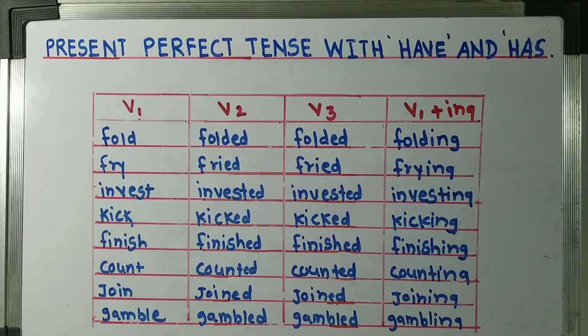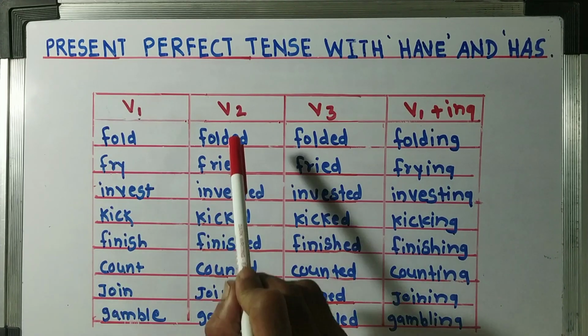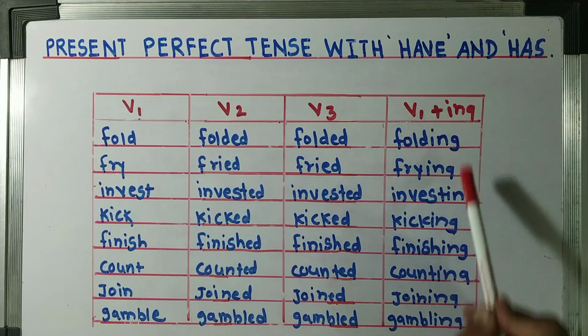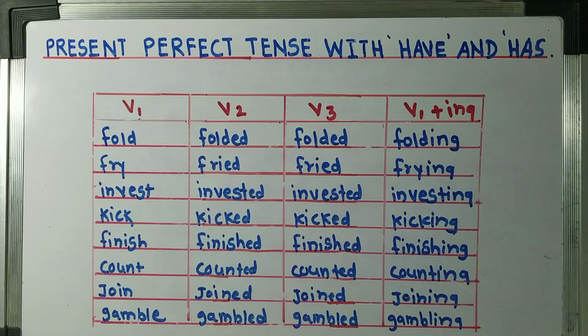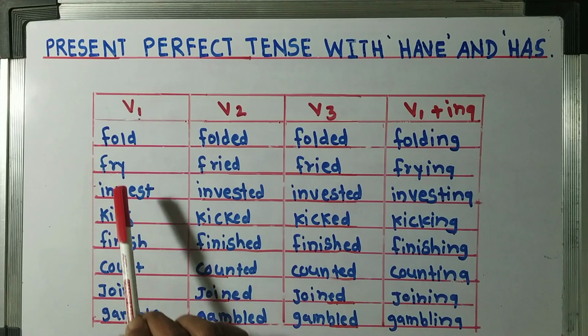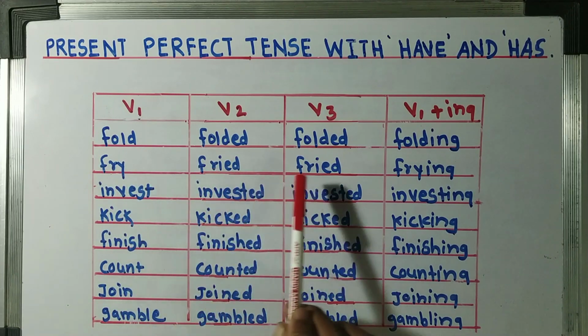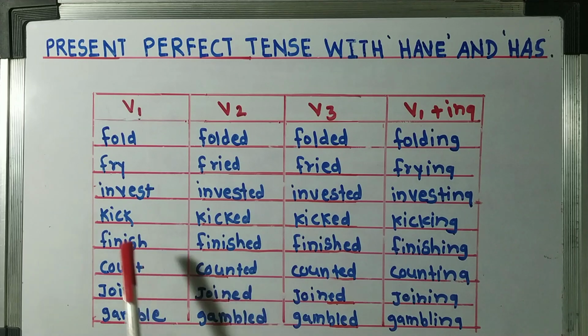Friends, forms of verbs are really very important in the study of any tense, and therefore in every lesson based on tense I have tried to revise these forms of verbs, and in this lesson too I am going to revise these forms of verbs. Let's start. Here I have taken V1, here V2, here V3 and here V1 plus ing, and as usual I am going to read these words loudly and you are going to repeat these words after me. Let's start. Fold, folded, folded, folding.